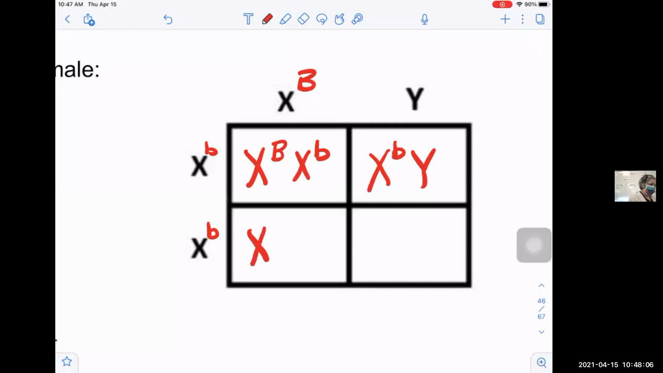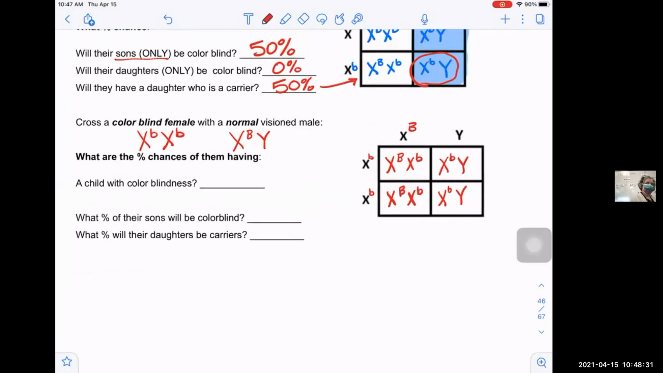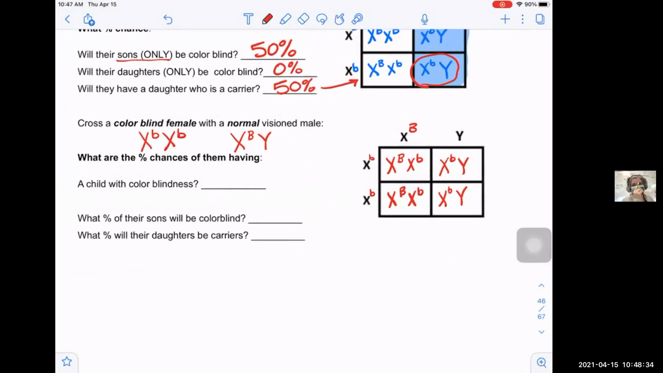And you should see, because mom is colorblind, that her sons, yep, if a female has an X-linked trait, then she's going to give it to all of her sons. Yep. If your dad has it, females are guaranteed to be carriers. Absolutely. Awesome. You guys are starting to understand how this works.